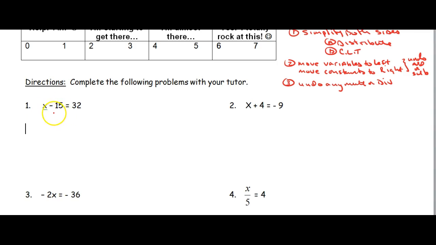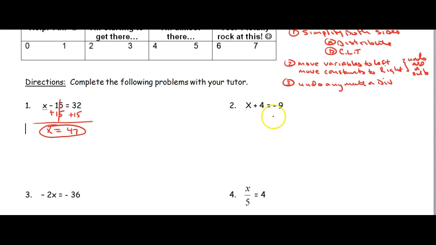So, when we look at example 1, I have to get rid of the negative 15. How do I undo subtraction? Using addition. So, I'm going to add 15 to the left side. Whatever I do to the left side, I have to do to the right side. So when I do that, these 15s add up to 0. So I get x on the left side. 32 plus 15 is 47 on the right side. So the value of the variable that makes this equation true is 47.